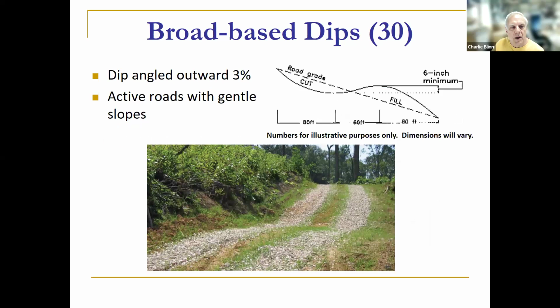In some cases, we might want to put a broad-based dip because water bars are difficult to drive over. And so a broad-based dip is just a longer stretch. In this image here, it is up to 160 feet long, could be longer perhaps, but it's used on active roads with a gentle slope. And we're going to dip it outward about 3% just to move the water in from this dip to the outslope side.